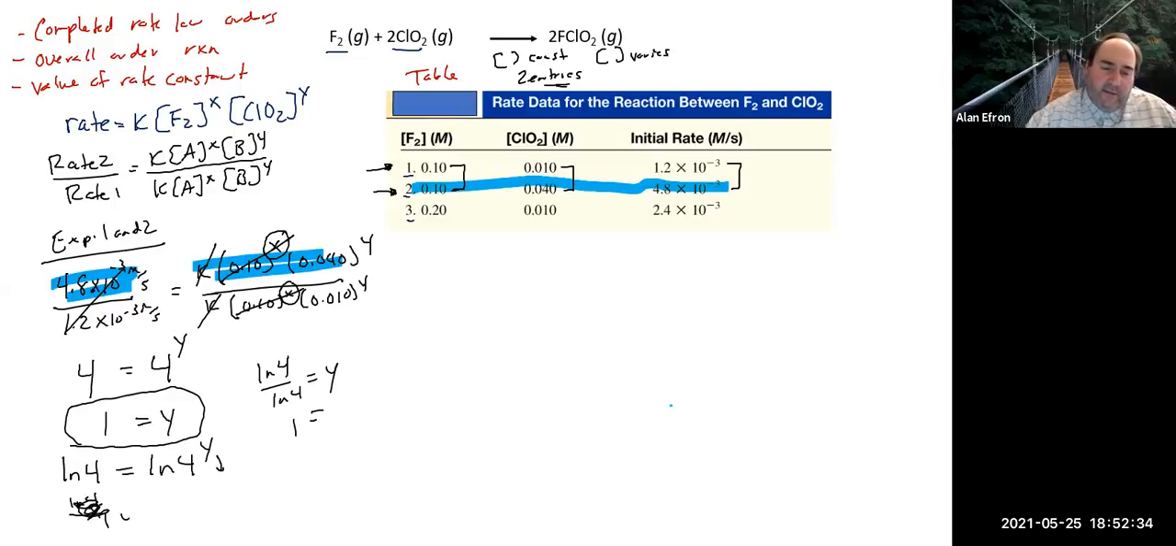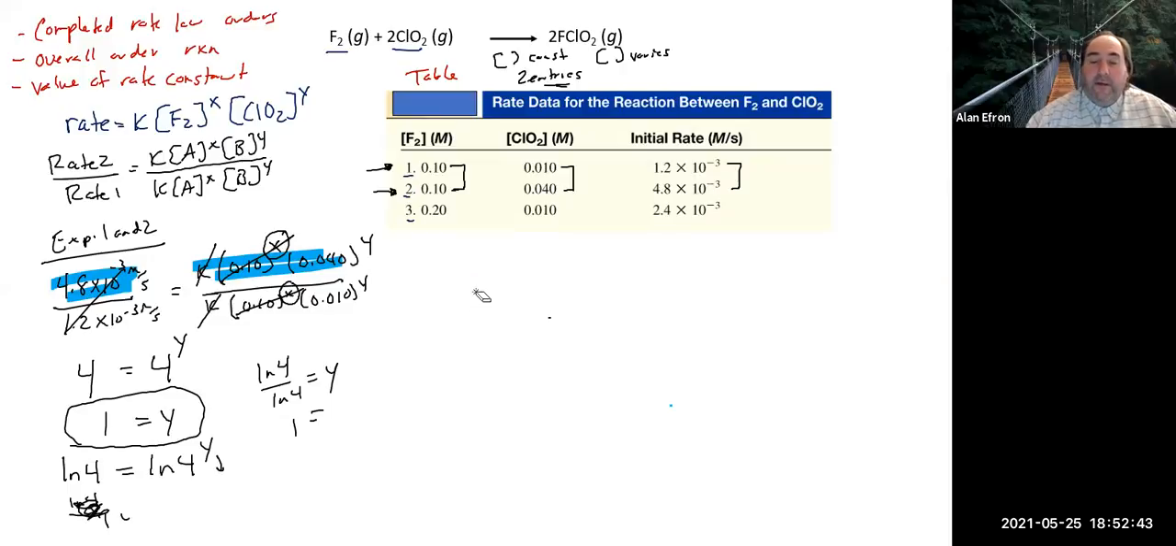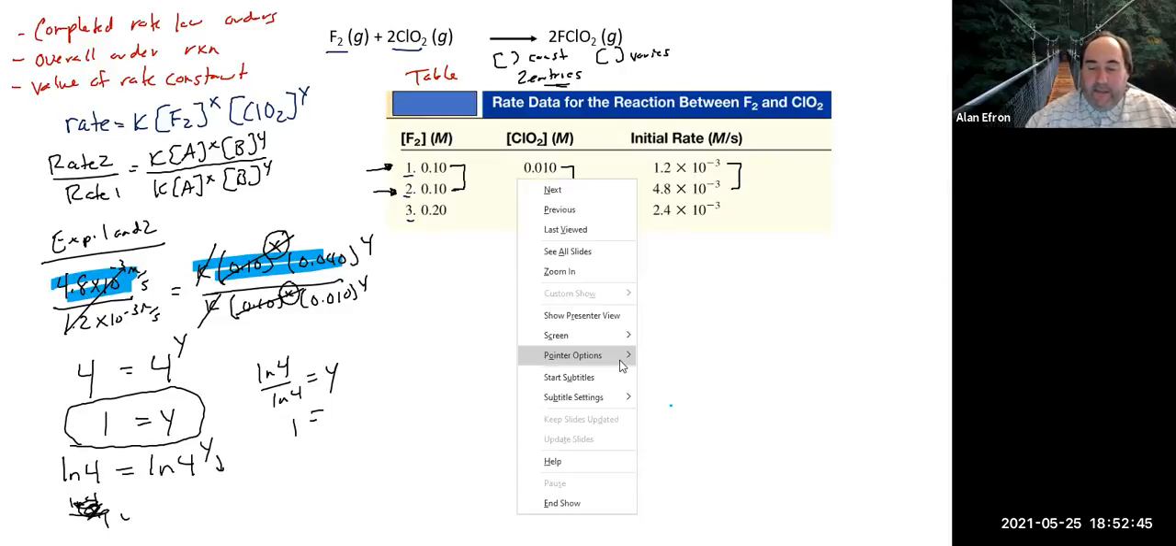That's why sometimes putting the larger value up on top is helpful, because it usually will give you, not 100% of the time, but a lot of times, more of a whole number, which will make it a little bit easier to see. Any questions on that so far?